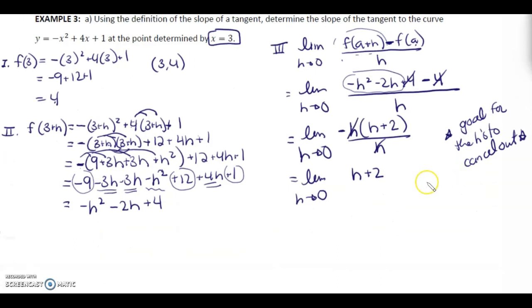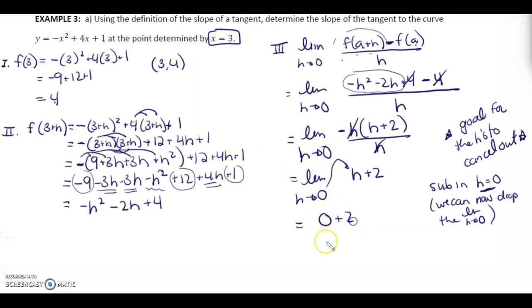What we do here is we sub in h equals 0. And at this point, and only at this point, we can now drop the limit as h approaches 0. As soon as you plug this in, you no longer have to write the limit anymore. So 0 plus 2, which is 2. Oh, my bad. There's a negative there, because we factored it out. So the slope is negative 2.